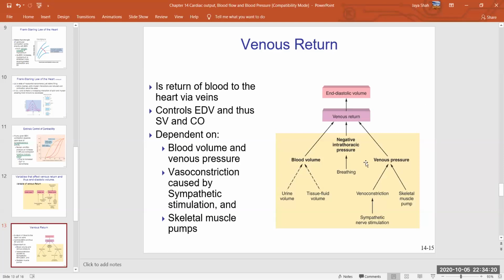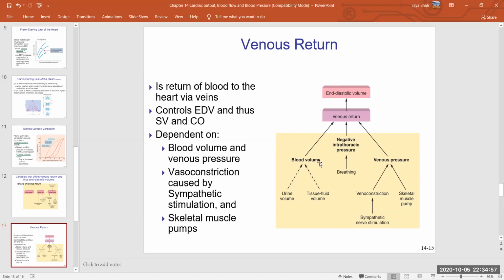So in this flow chart, you can see the breathing. When you have inhaling or exhaling, inhaling creates negative intrathoracic pressure, and that returns more venous blood from the body parts through the superior and inferior vena cava into the right atrium. That's why more venous return, more end-diastolic volume, and more stroke volume.